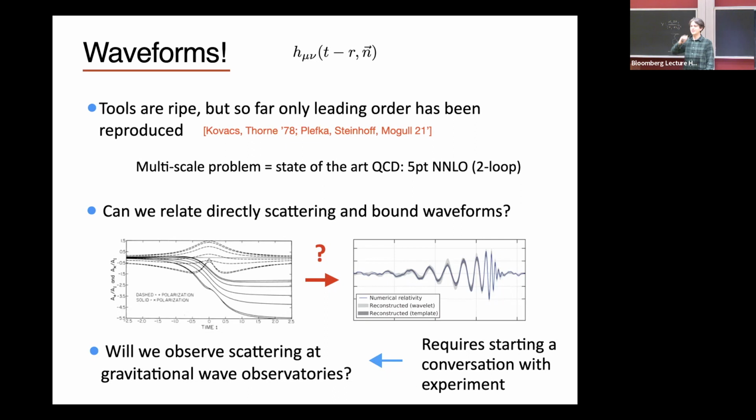Can you go back to the slide with the analytic continuation between the unbound and bound orbits?